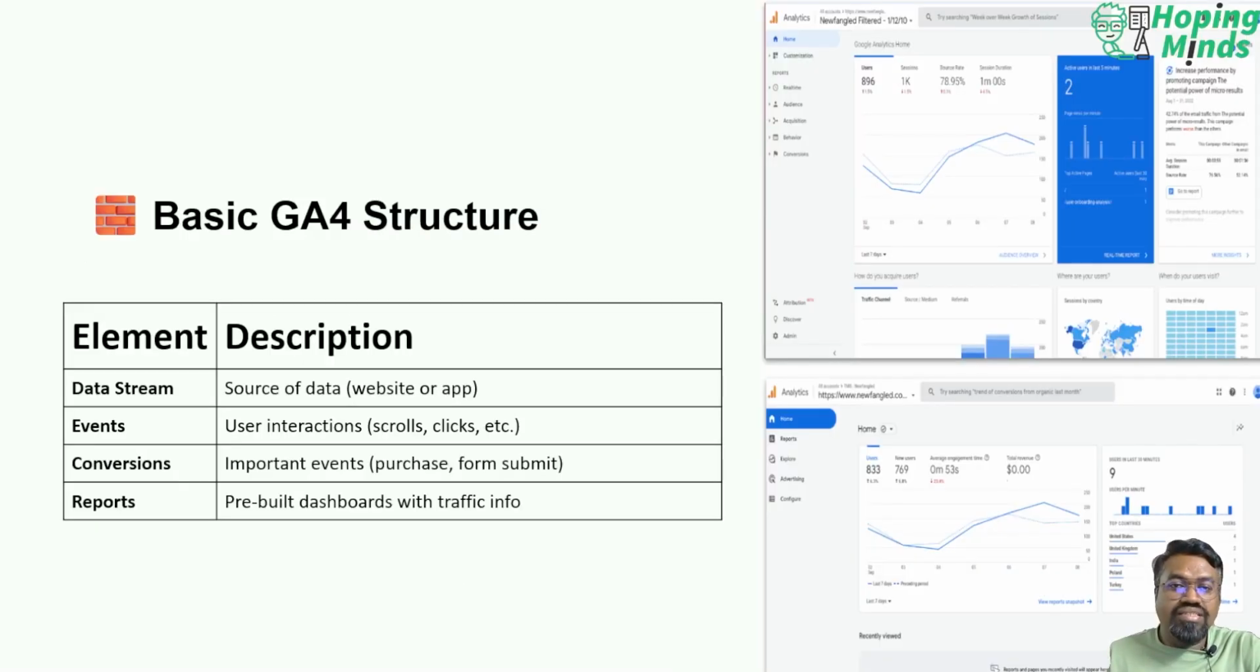Now, how does a basic GA structure look, right? What are the elements there specifically? In terms of elements, it has data stream, which is a source of data, website or app; events, which are user interactions, scrolls, clicks, etc.; conversions, important events, purchase, form submit, etc. All those come under conversions. Reports, we have pre-built dashboards with traffic information, so we can definitely create proper reports using GA4.